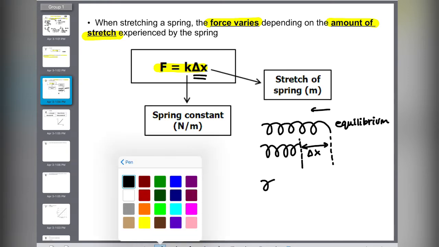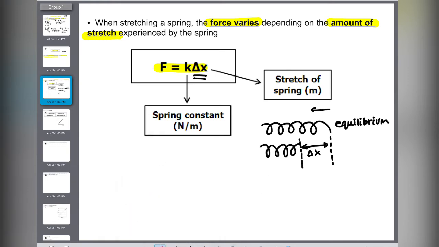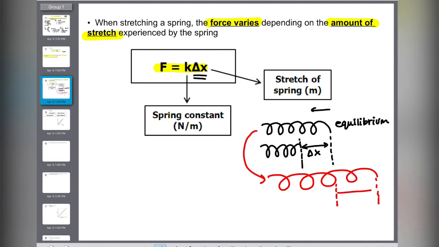I'm going to change color. Okay, so from here, instead of pushing it, you can also stretch it out. And delta X could also be how much you stretched it out. And then K is called the spring constant.